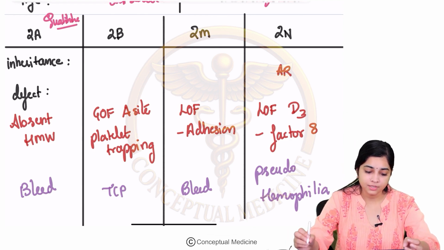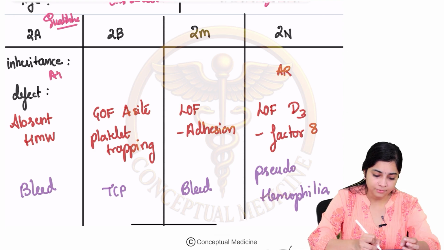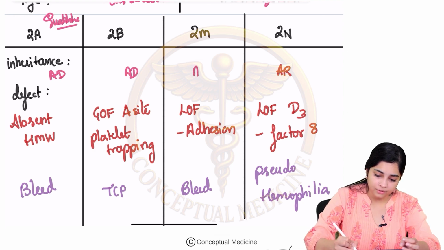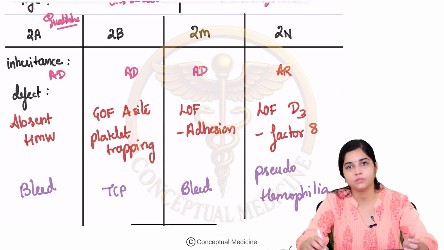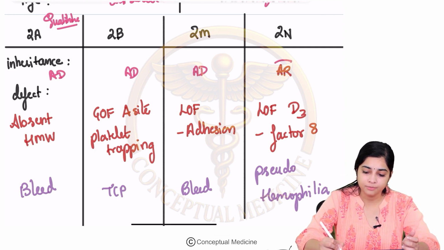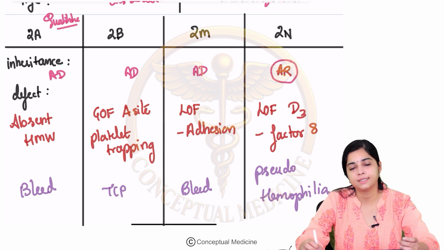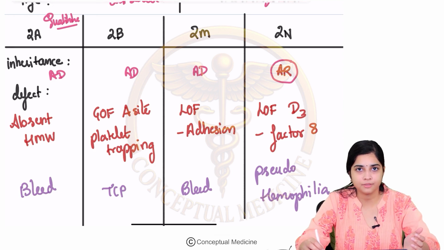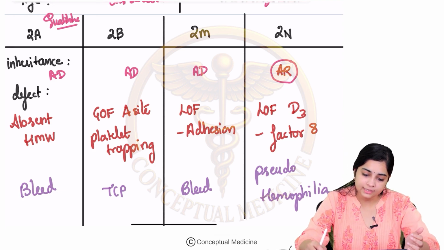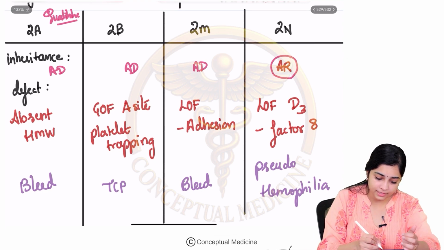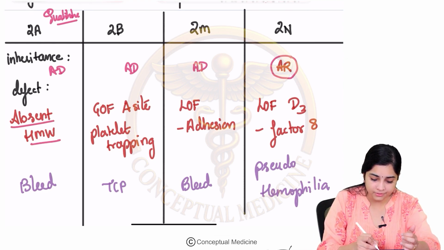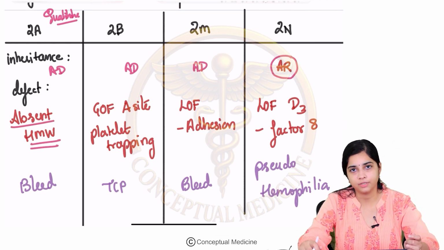Okay, so remember that type 2A, type 2B, type 2M all are inherited in an autosomal dominant fashion, but type 2N is usually inherited in an autosomal recessive fashion. Okay, so what are the defects in 2A? So there is an absence of the high molecular weight portion of the von Willebrand factor in type 2A.